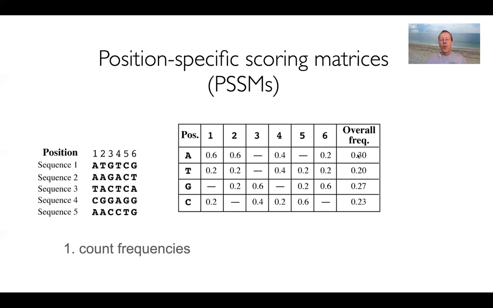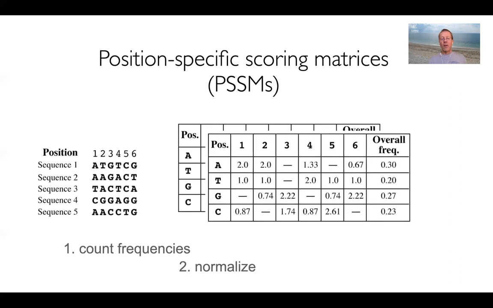So these are unequal, meaning that it's more likely a priori to find an A in any position than to find a C, for instance. So the next step is to normalize for the overall frequency. You basically just divide the calculated frequency by the overall frequency. So for instance, A 0.6 divided by 0.3 would give you 2. So you get this normalized matrix.